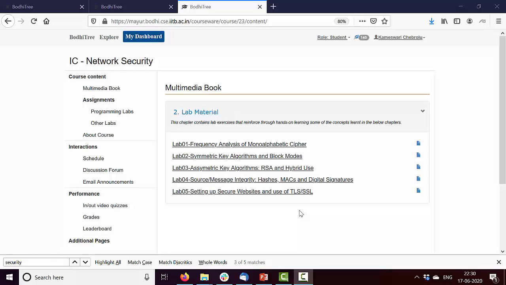Here is an example of how Bodhitree handles assignments with objective questions. As you can see, I have created a separate chapter called Lab Material, and this chapter has multiple sections, each designated for a given assignment. Notice I am showing this as a student interface. So let me look at this Lab 3.